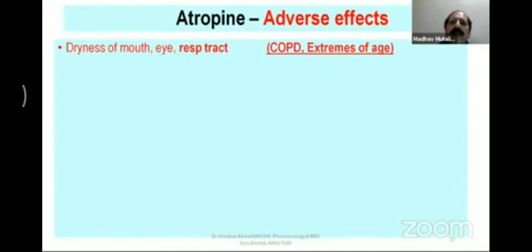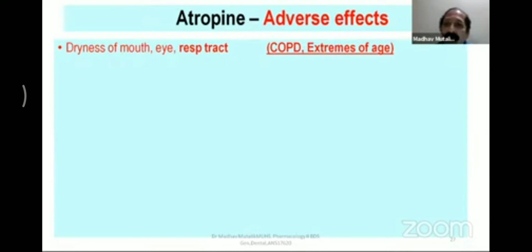So I'm going to tell you the adverse effects of atropine. I hope you remember now that atropine blocks the muscarinic receptor sites: heart, smooth muscle, exocrine glands, and eye. So likewise, we will derive the adverse effects: dryness of mouth, dryness of the eyes, and dryness of the respiratory tract. Because it produces extreme dryness in the respiratory tract, it's not useful in chronic obstructive pulmonary diseases, in bronchial asthma. So atropine is contraindicated in chronic obstructive pulmonary diseases.